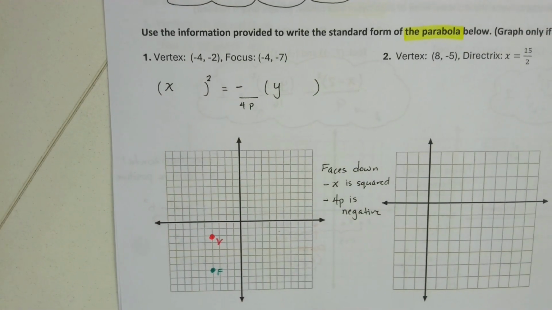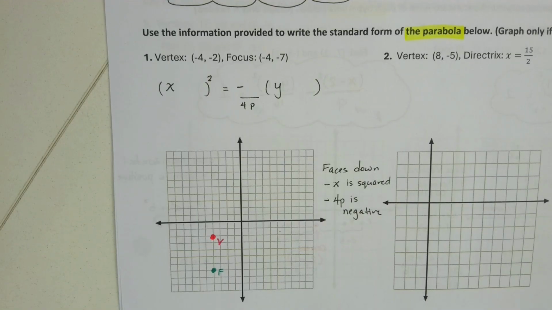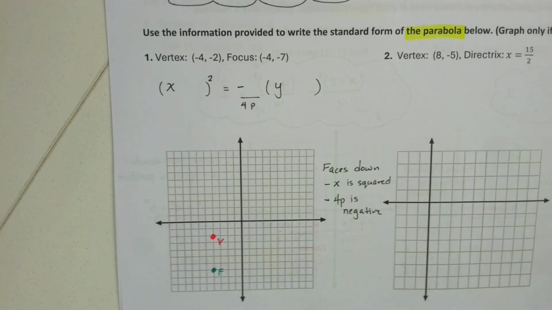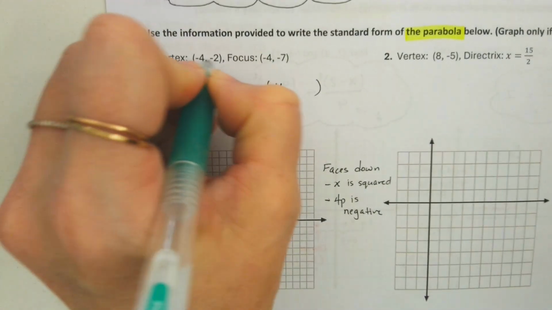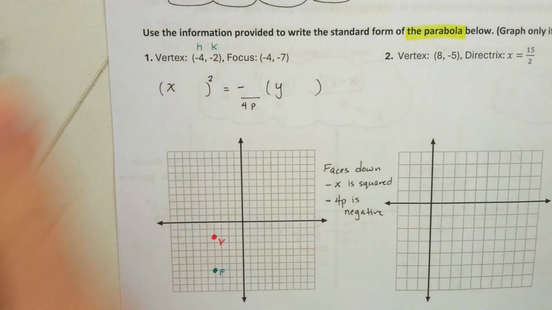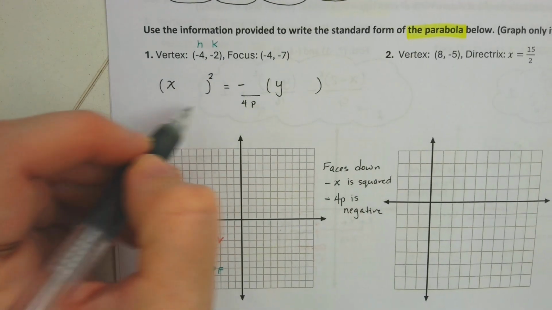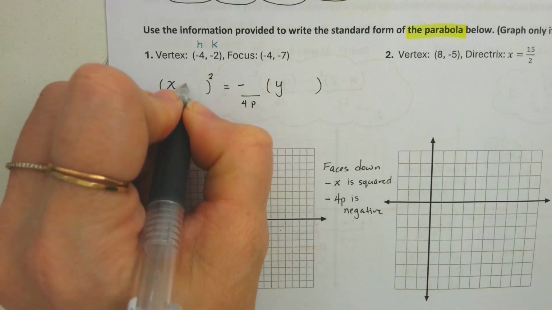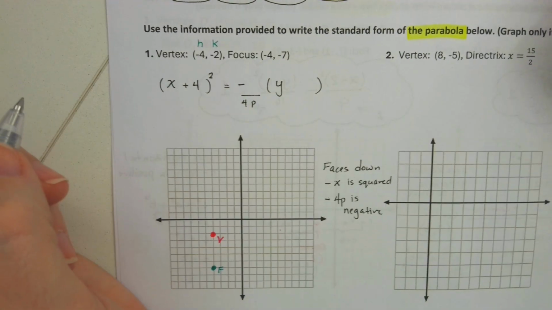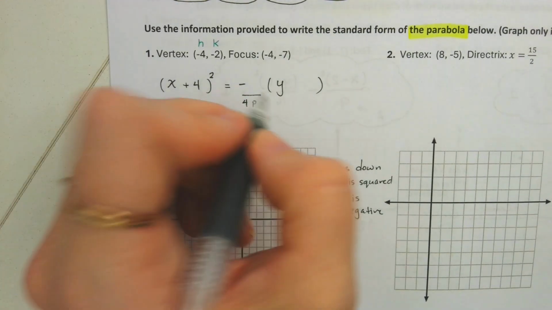Do we know the h and k to put our vertex in? Yeah, they were literally given to us. This vertex is your h and k, which should go in with your x and your y. So in the x parenthesis, what are we going to write? Plus 4. And in the y parenthesis, we're going to write plus 2.